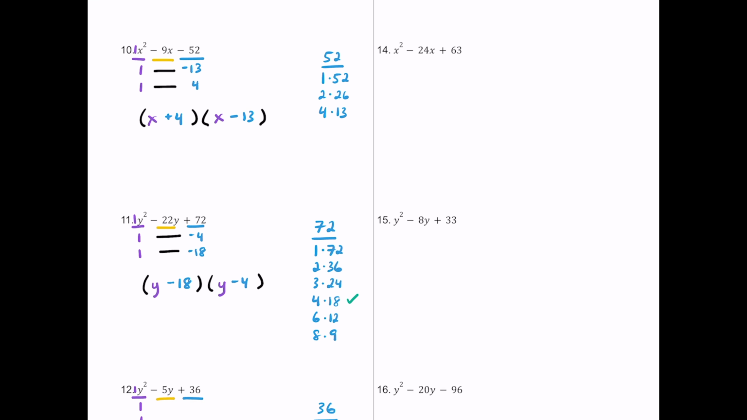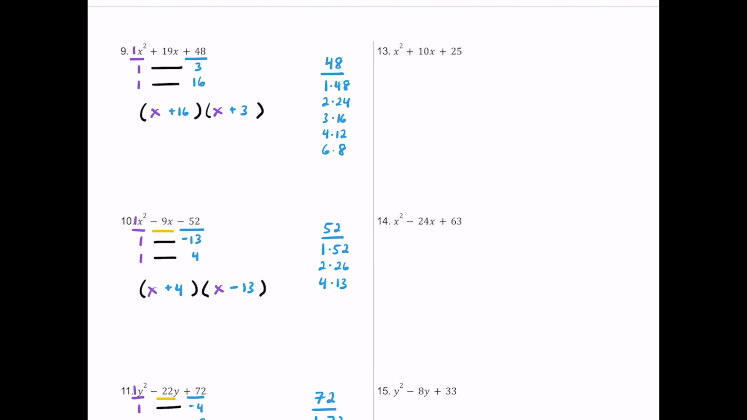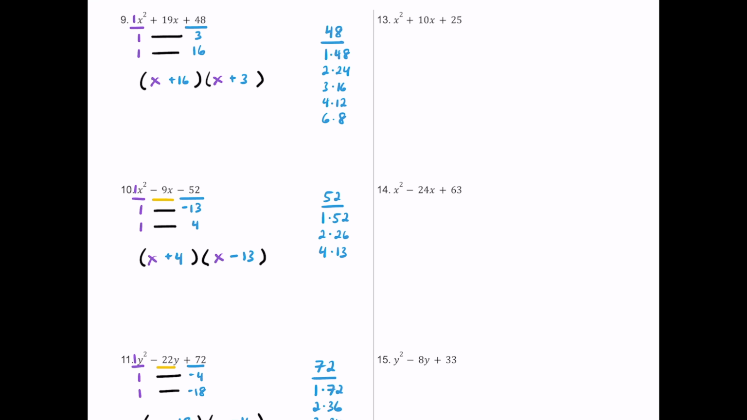Okay. Let's move on to number 13. For number 13, I'm going to go ahead and put this 1 in the beginning, just like every other problem, and put 1 and 1. And then for this positive 25, we're looking for two positive numbers because it's a positive 10 here. And while there is 1 and 25, I'm not going to write out all of the lists here. It's not too long, but I think 5 and 5 make 25, and then 5 plus 5 makes 10. So this one's actually not too bad.